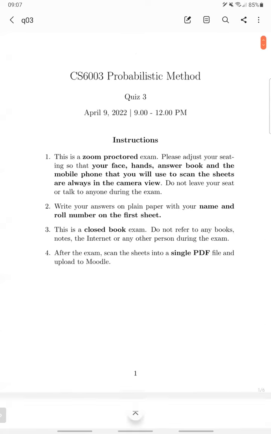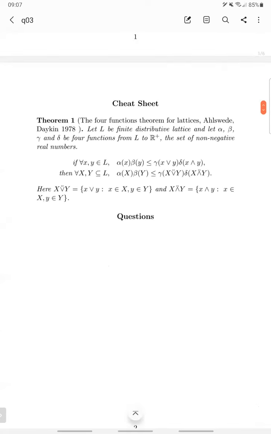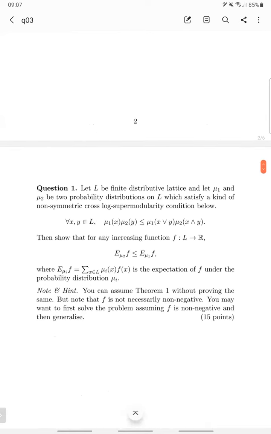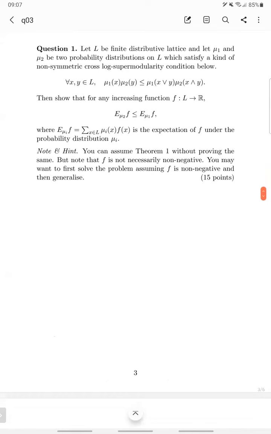Started the recording. So quiz 3, the four functions theorem. This is given to you. You don't have to prove this. But question 1 is the first thing. Okay. So here I have. I'm very happy that some of you found this proof, but not only that, they have argued it very clearly.